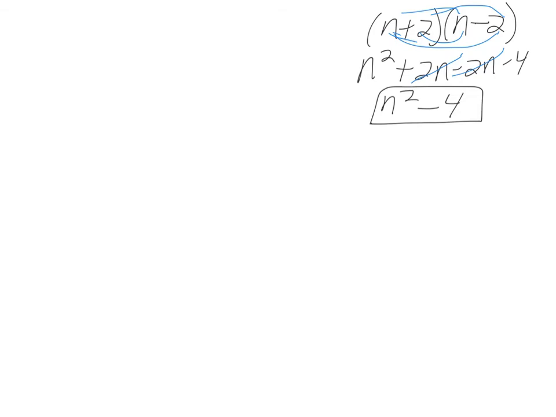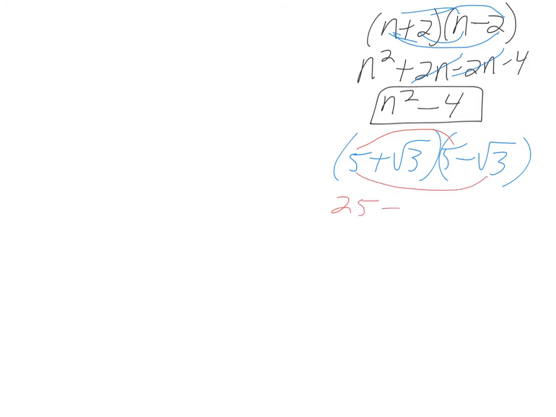So the n plus 2 times n minus 2, those two are called conjugates. They're kind of like opposites of each other, so it's called the conjugate. So let's do one more review here, and then we'll do our example, and you'll see why I'm doing this here. Alright, so we're going to double distribute that. So that's 25, negative 5 square root of 3, plus 5 square root of 3, and square root of 3 times negative square root of 3 is negative 3.